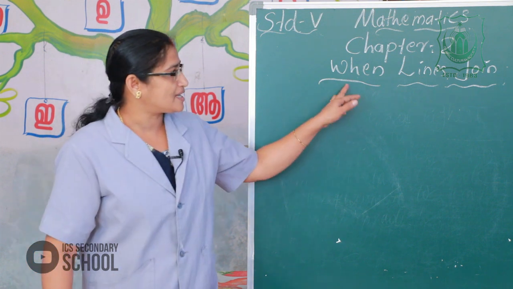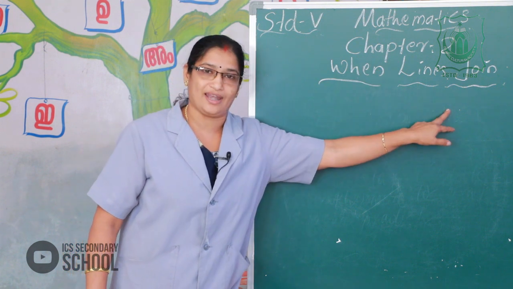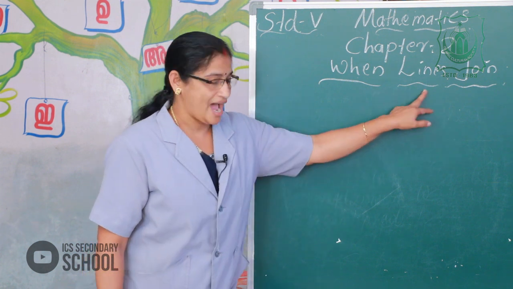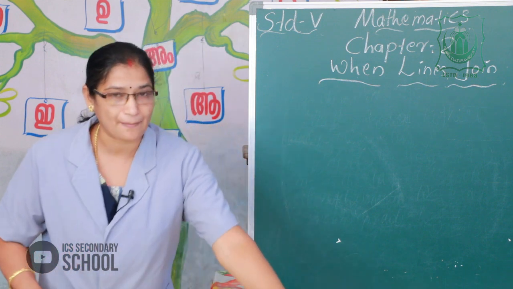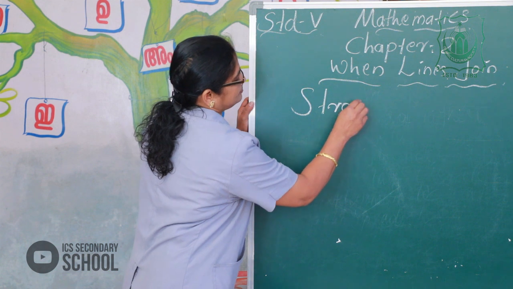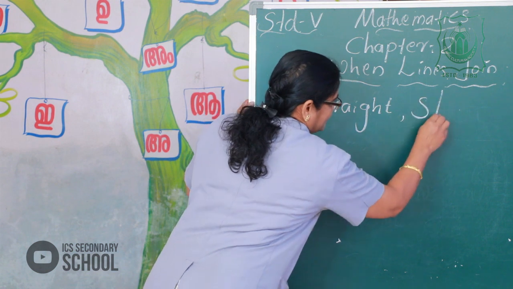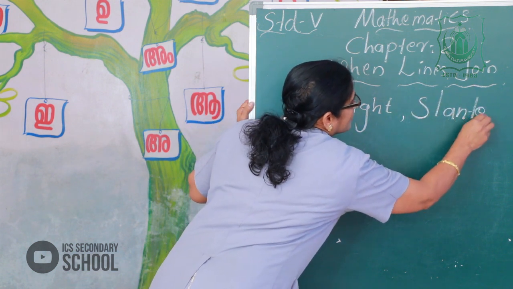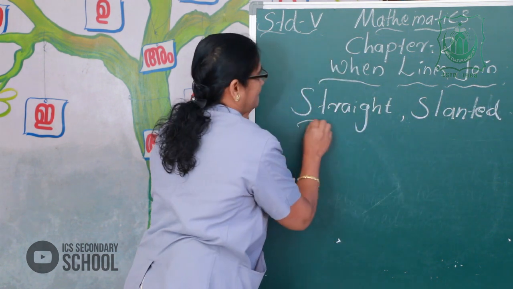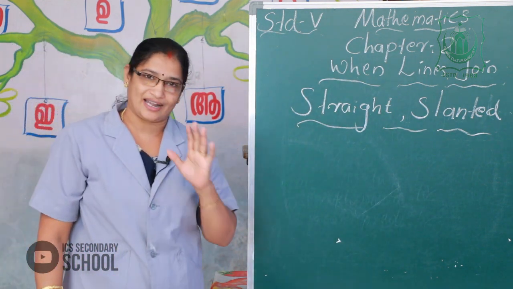Yes, write your chapter name in your notebook: chapter second, when lines join, and the subtitle: straight line and slanted line.